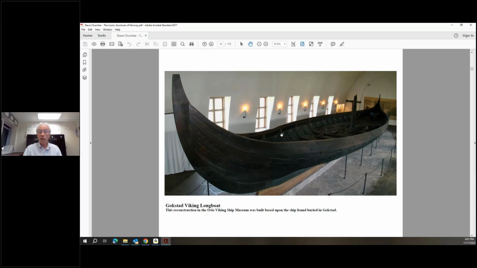Right. This is a reconstruction of the Gokstad Viking longboat, and it is a boat that was buried in a burial mound in Gokstadhaugen. That was the name of the area where the mound was, and also Kongshaugen. So those are the Old Norse for king and mound.